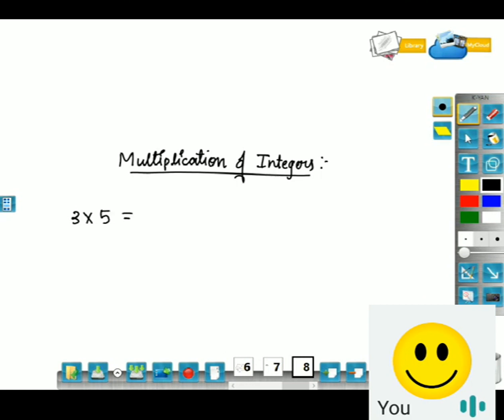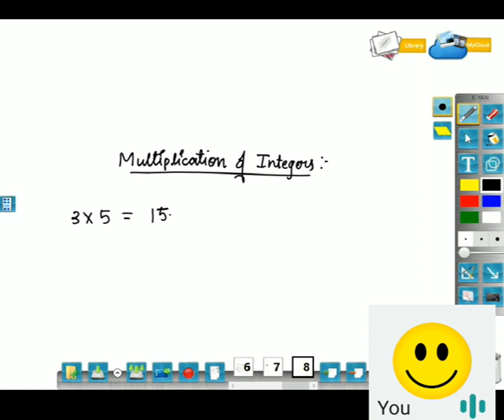So 3 is also an integer and 5 is also an integer. Here both the integers are positive, and when both the integers are positive, obviously you have to multiply the numbers and just put the plus sign. So it will be 15. That means normal multiplication, that we already know. So whenever you multiply any two positive integers, the answer will be positive.